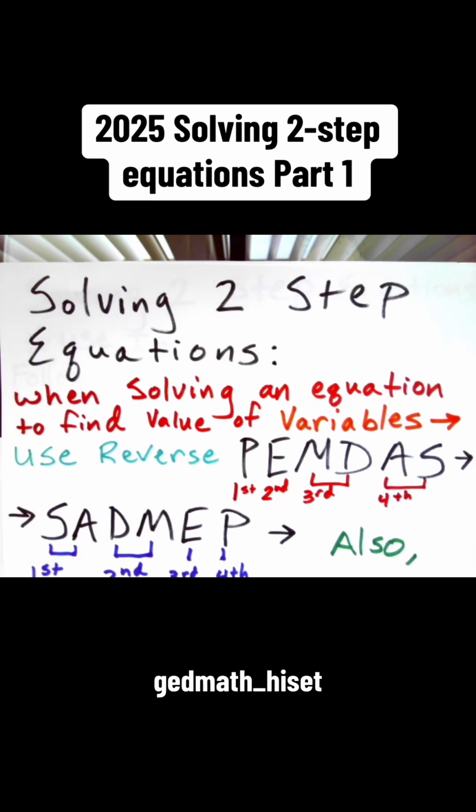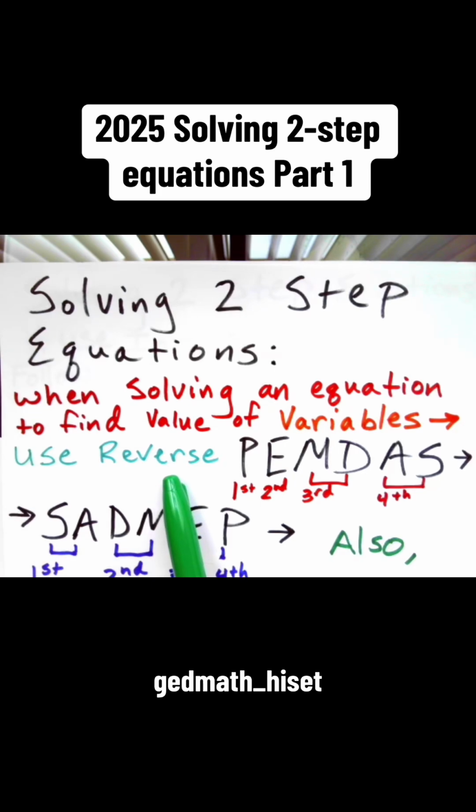So I like to build on solving one-step equations and work on how to solve two-step equations. When solving an equation, you want to try to find the value of the variables. You want to use reverse PEMDAS, or order of operations. When you're solving for a variable, X, Y, Z, happy face, moon, star, whatever that variable is, remember it represents a real number. And when you're trying to solve for X or Y or Z, those are typical, standard variables in mathematics, you want to use the opposite of the order of operations.